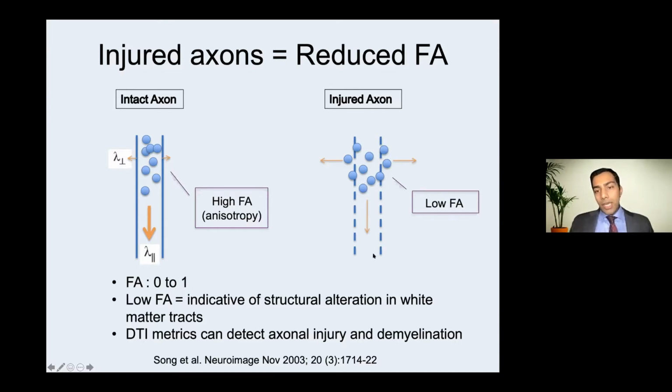When that axon is damaged, say the axonal membranes are injured or there's some demyelination, then water molecules can diffuse perpendicular to the axon, and the fractional anisotropy, or FA, reduces. So there are other DTI metrics, but fractional anisotropy, or FA, is a common one that is used when you talk about spinal cord DTI. So really, DTI is able to provide some kind of estimate of microstructural changes that are happening within the spinal cord.